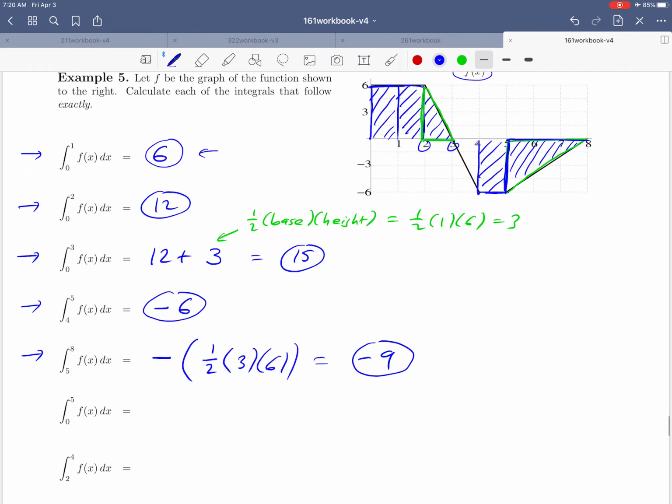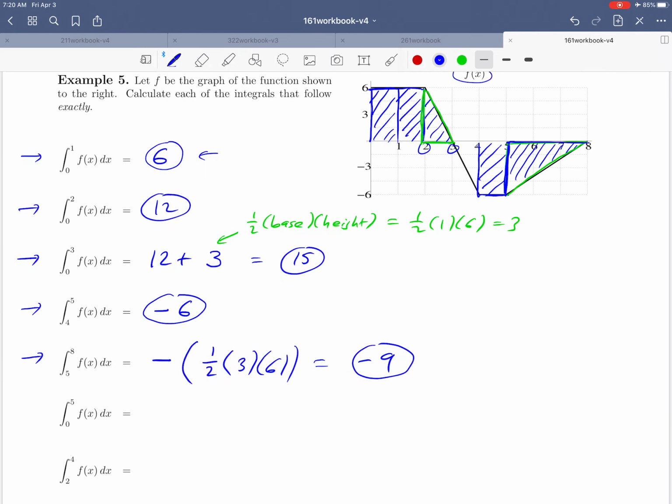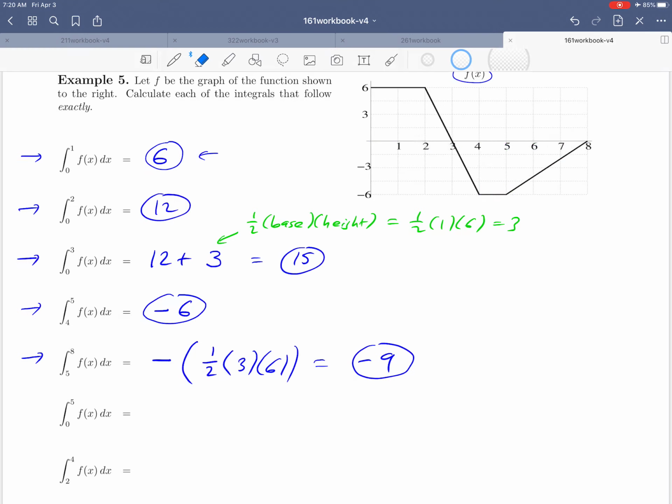Okay, we've got 2 more to go here. We've done a lot of drawing on our picture here, so I'm going to just erase what we've drawn so far. And now let's think about the integral from 0 to 5. That's a big range of values. We're starting all the way over here at 0 and stopping way over here at 5. So we're really talking about some area that's above the x-axis and then some area that's below it.